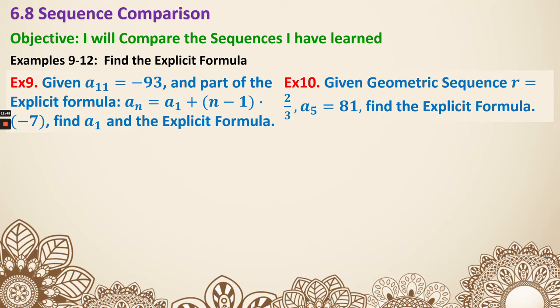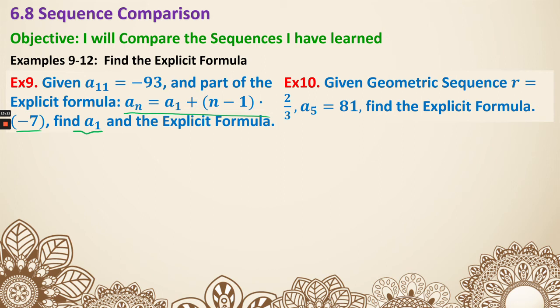Next, examples 9 through 12. Find the explicit formula. These are questions we have talked about in 6.4 and 6.7. We are just relearning them again. First is asking to find a sub 1. If you look at this whole explicit formula, the only thing I know is there's a negative 7 there. But I don't know a sub 1. I also don't know n. You might be like, I'm stuck.